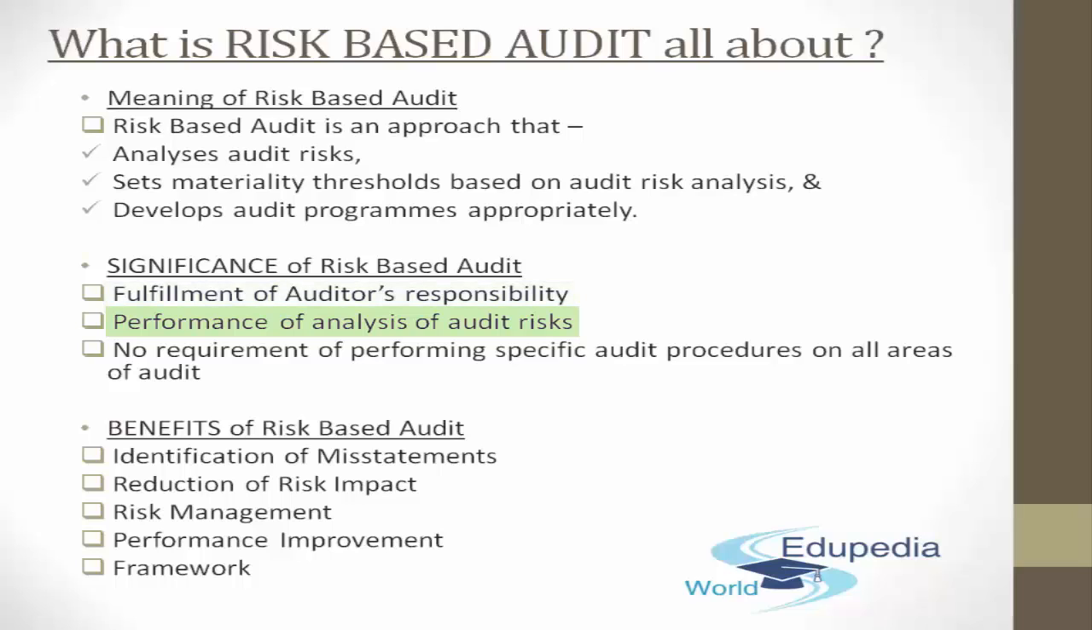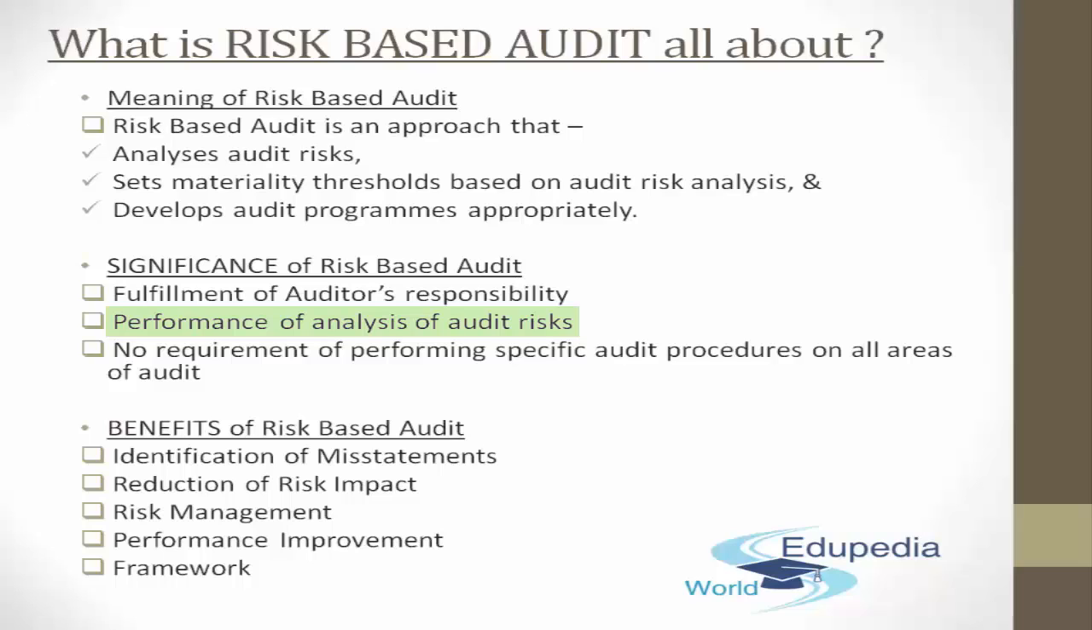Next thing is that the auditor should perform an analysis of the audit risks that are going to impact the auditee before undertaking any specific audit procedures. So all you need to do is analyze the complete audit risks which are going to impact the auditee's business, before you start taking up any specific audit procedures. You need to have the overall view of the audit risks that are going to impact the business of the auditee. That is the second significance of risk-based audit.